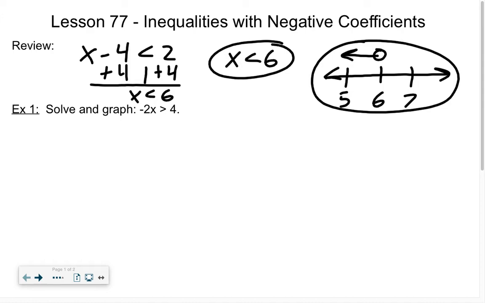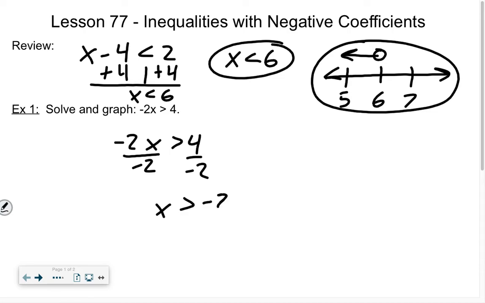Today is the same procedure, but now we introduce our rule when it comes to dividing or multiplying by a negative value. So if we look at example number 1, we want to solve and graph negative 2x is greater than 4. From previous examples, we know that to get rid of the negative 2, we need to divide both sides by negative 2. We would say 4 divided by negative 2 is negative 2, and this would be our answer. We would be done.